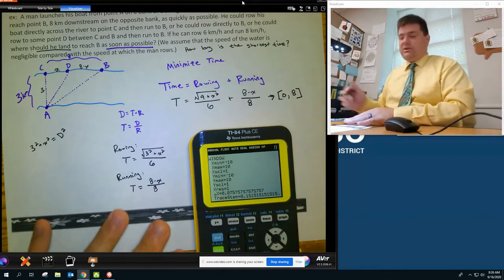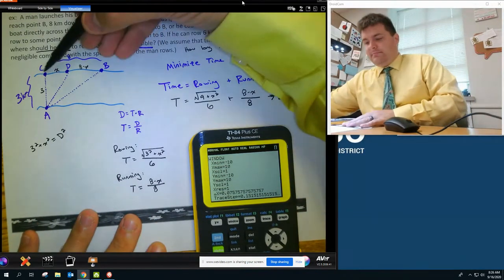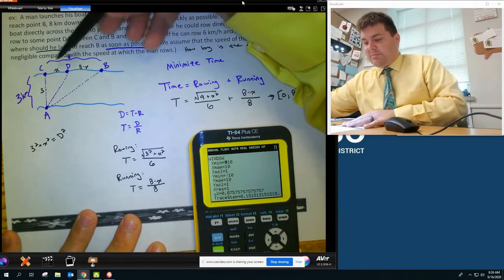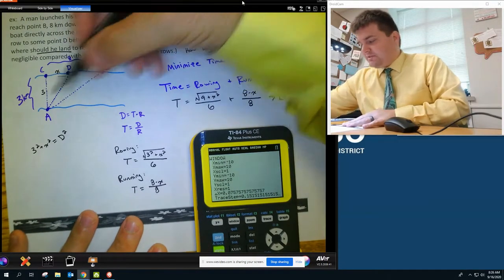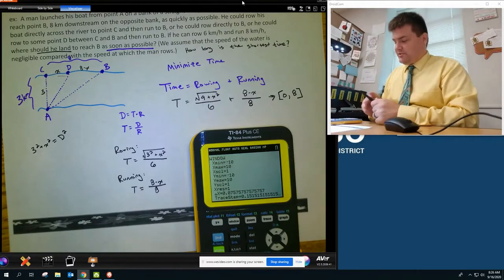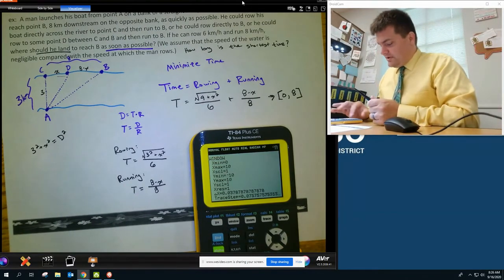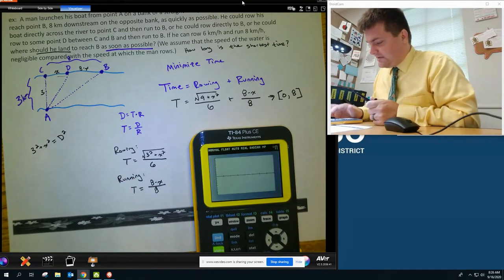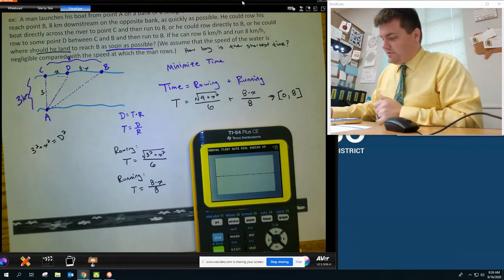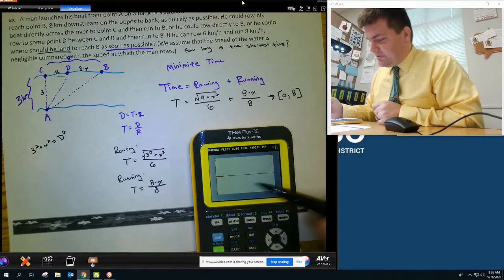Because if you look at my picture right here, since it's 8 kilometers away, I can either run 8 or I can run 0. So that's why I'm going to go from 0 to 8. That's all I care about. Is from 0 to 8, and then I'm going to go ahead and graph this. Hopefully my window is good enough here. Holy cow! Like I said, it's going to go really slow.